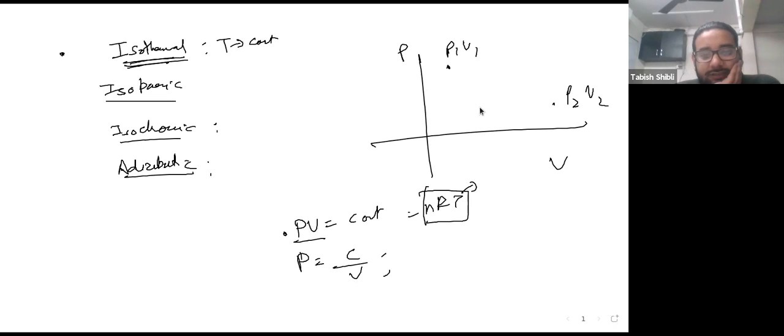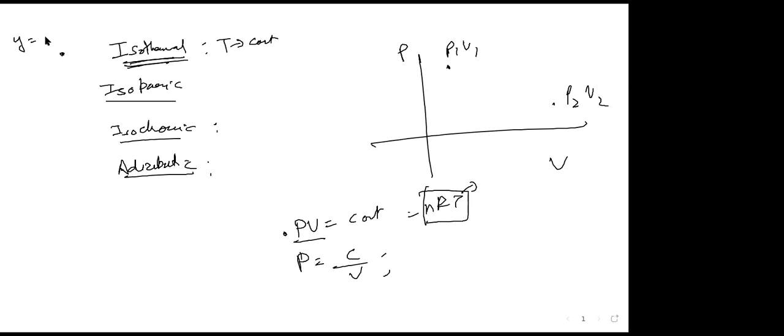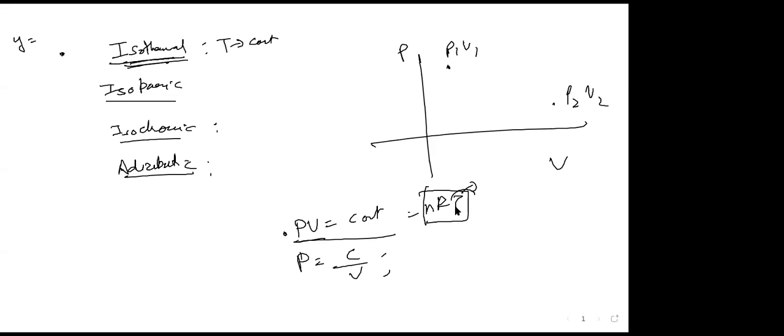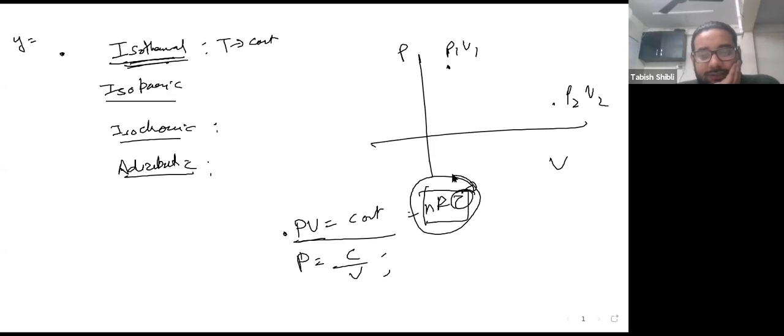Any ideas? What does this graph look like? PV is equal to a constant. For an isothermal process, my T is a constant. So my nRT is a constant. Hence my PV is a constant. Since PV is constant, what does this graph look like? XY is equal to 1. What does this graph look like?